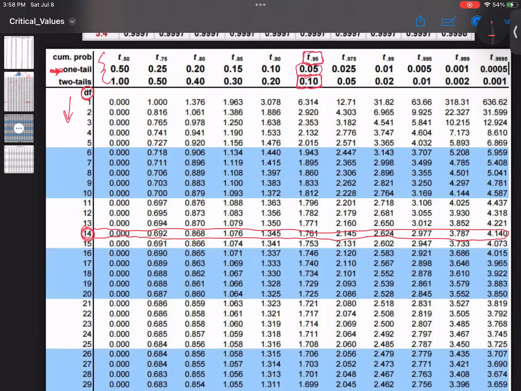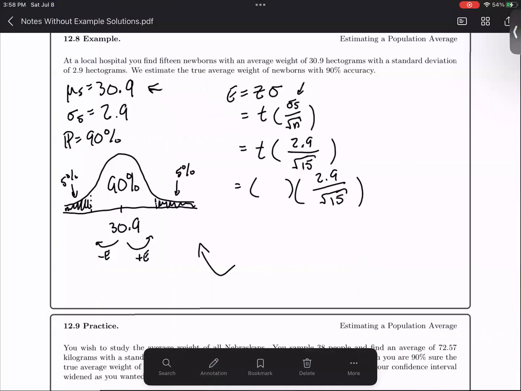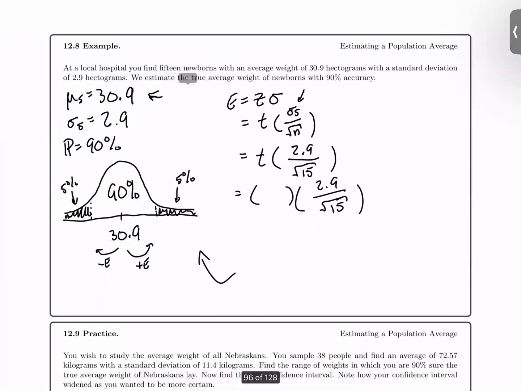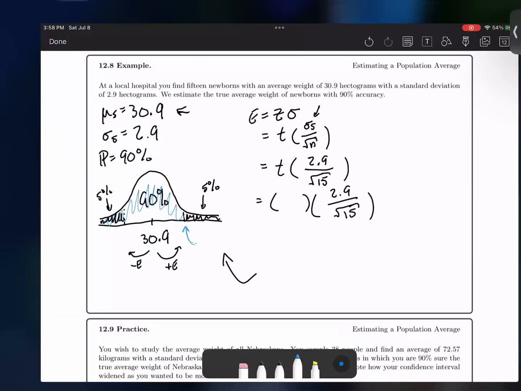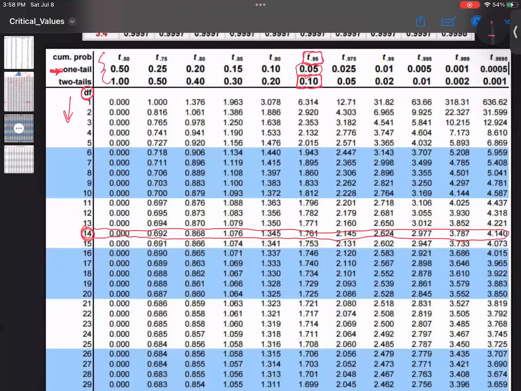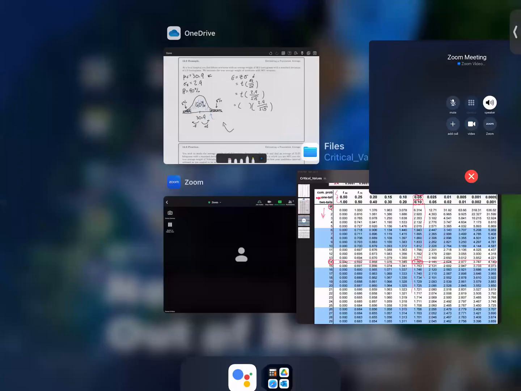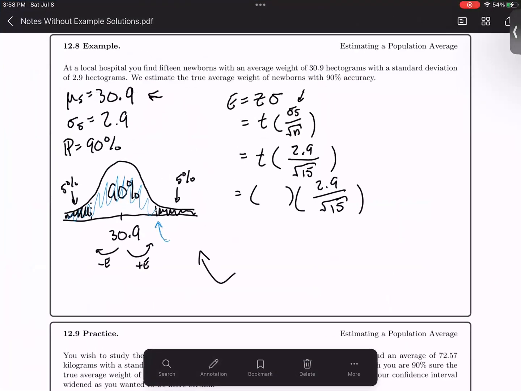If I go back to my picture and look for that critical value right there, how much area is to the left of it? 95. But either way, we're looking at this column. So our critical value that we need is 1.761. That's the critical value that matches our picture.